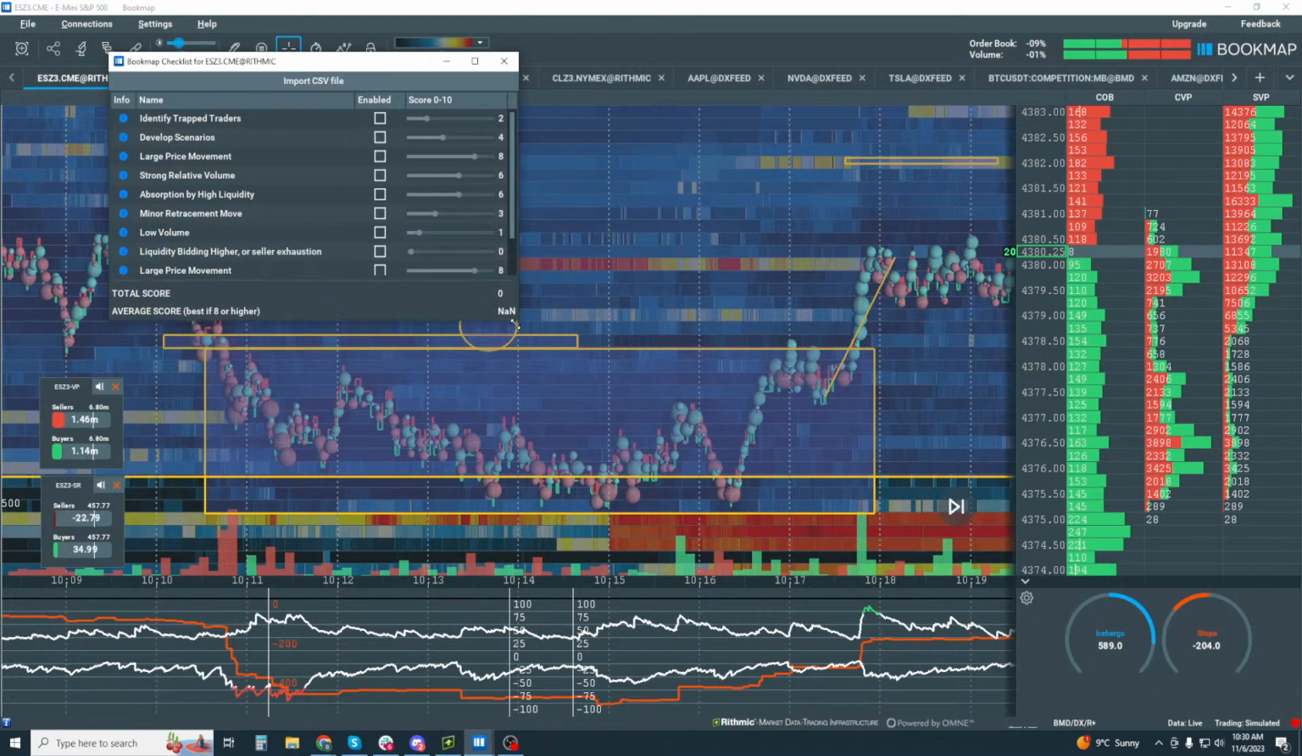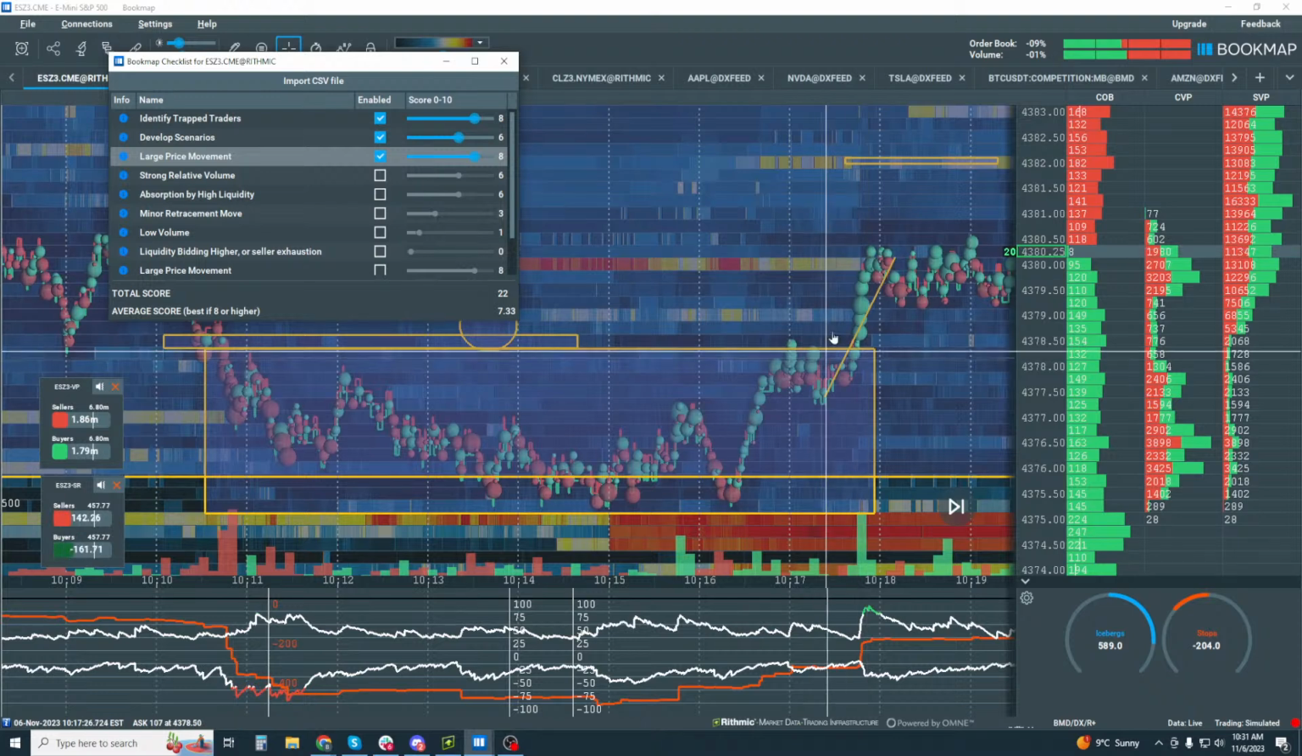So what do we have in here? We identified trapped traders, trapped buyers or sellers? Yeah, we did. It looked pretty good too. So I would give that an 8. Could be better. Then we developed scenarios on what might unfold, and that was pretty good. I'd give it maybe a 6 or so out of 10. The large price movement, do we have that? Not really. It's not that strong, pulling away from this consolidation area. So maybe a 7 on that.